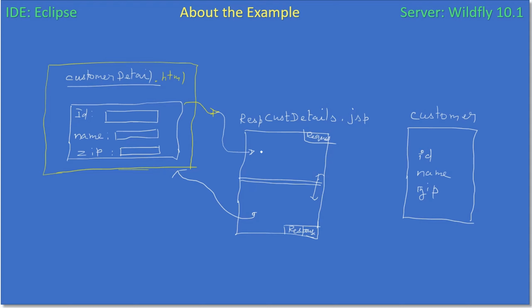So we will use the jsp:useBean tag. Then we will use jsp:setProperty. With setProperty, we read the user supplied values and push them to all three JavaBean fields.